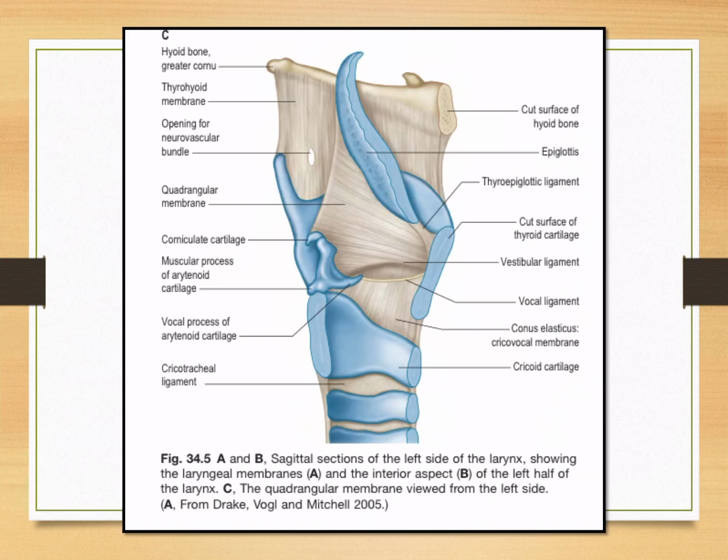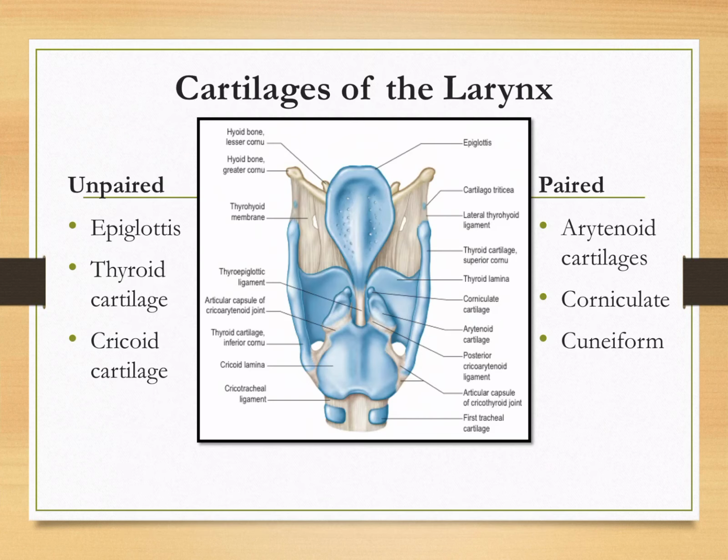These things are a bit complex. Everything else is pretty simple. You can see the cricotracheal membrane and the first and the second tracheal cartilages, tracheal rings, if you may.